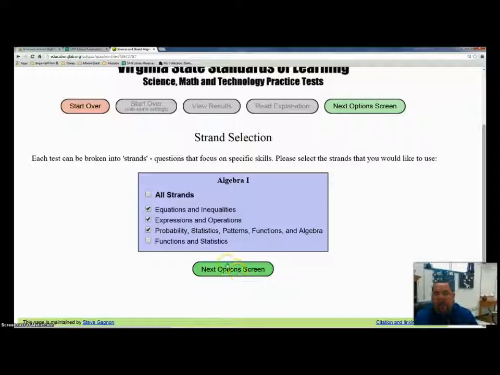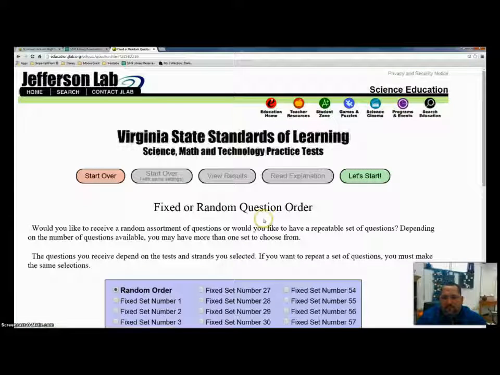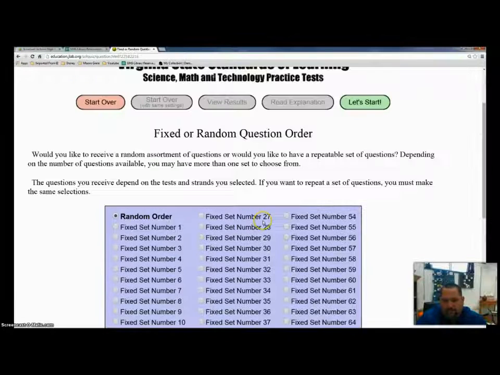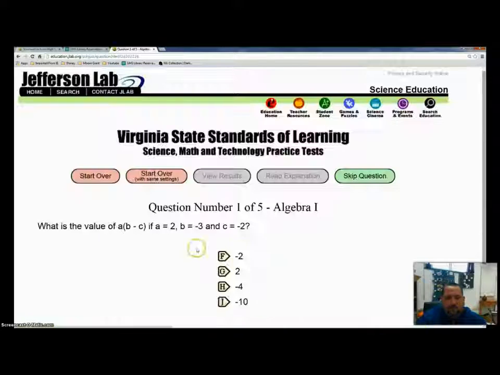So anyway, I selected 5, you're selecting 40. We're going to go ahead and focus on the first 3 strands. So again, when you get in there, you want to select the first 3 strands. You can see you'll only have like 10 pick sets. I'm just going to go with random order, and we're going to start.